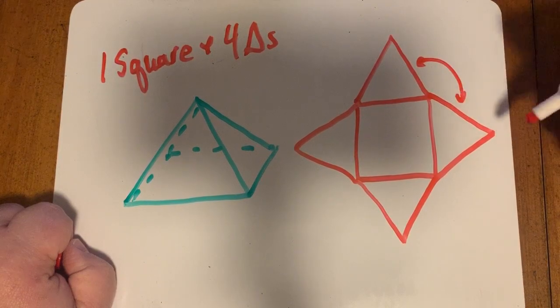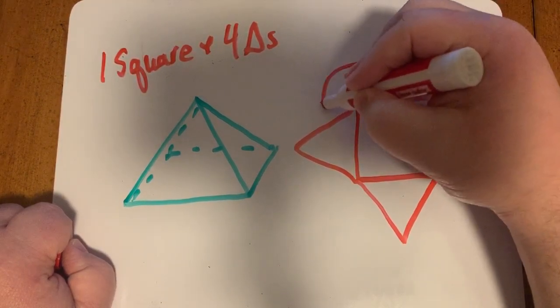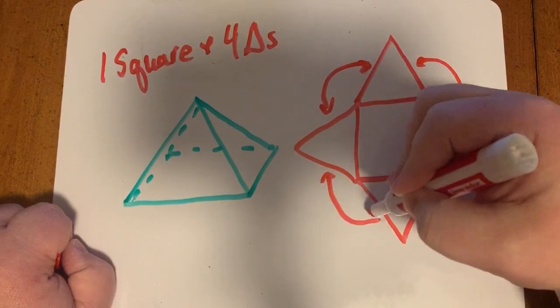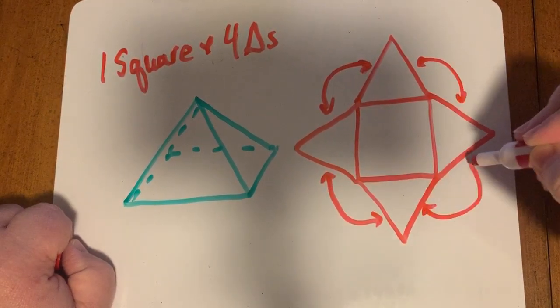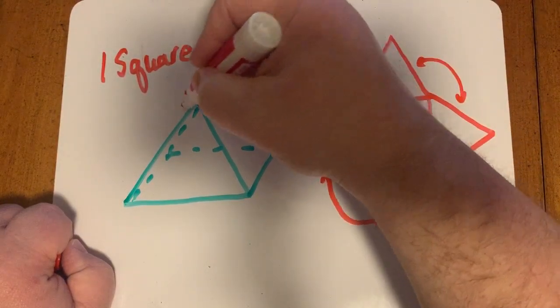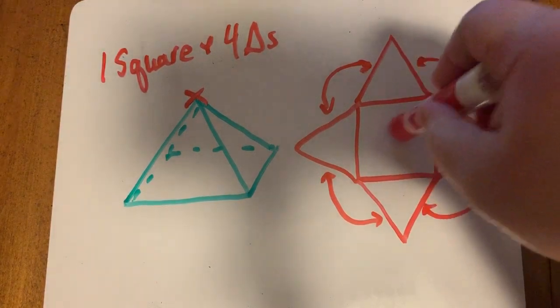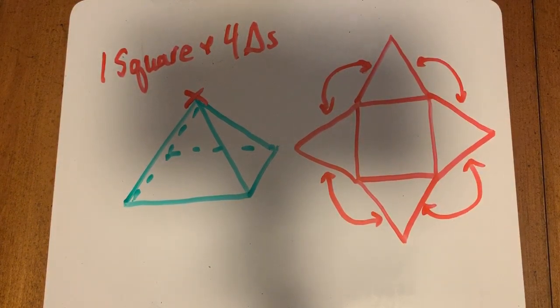These 2 pieces would match together. These 2 would match together. These 2 would match together. And these 2 would match together. And all these 4 points would meet at that vertex up there. So this is the net of a square pyramid, like the Pyramid of Giza. And we'll talk more about pyramids later.